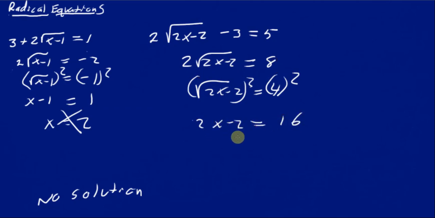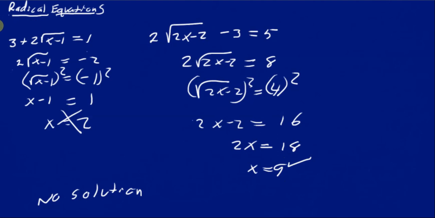Again, now we're going to isolate the x. So 2x is equal to 18 because I'm adding that 2 to both sides. So x is equal to 9. Do not stop there. Take this 9, go back up here. 2 times 9 is 18. 18 minus 2 is 16. The square root of 16 is 4. Times this 2 is 8. And minus 3 gives me 5. So that does check. That's a good solution.